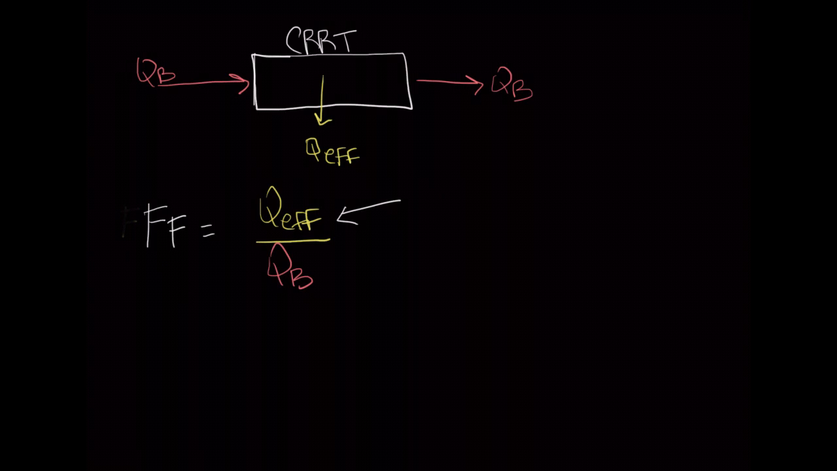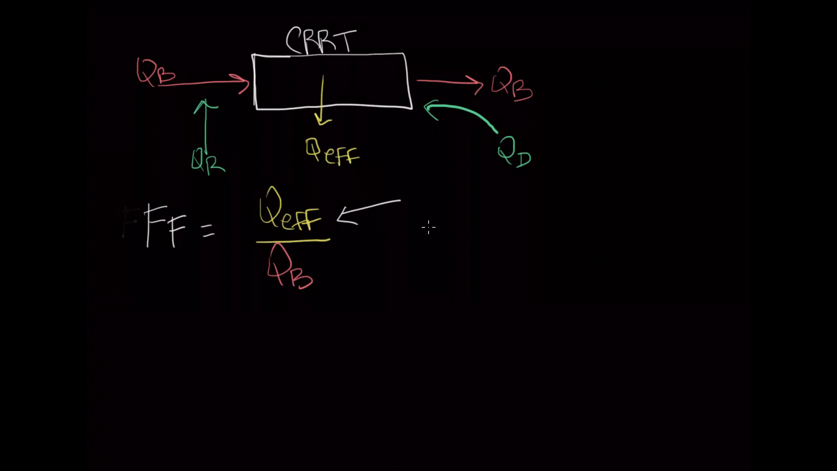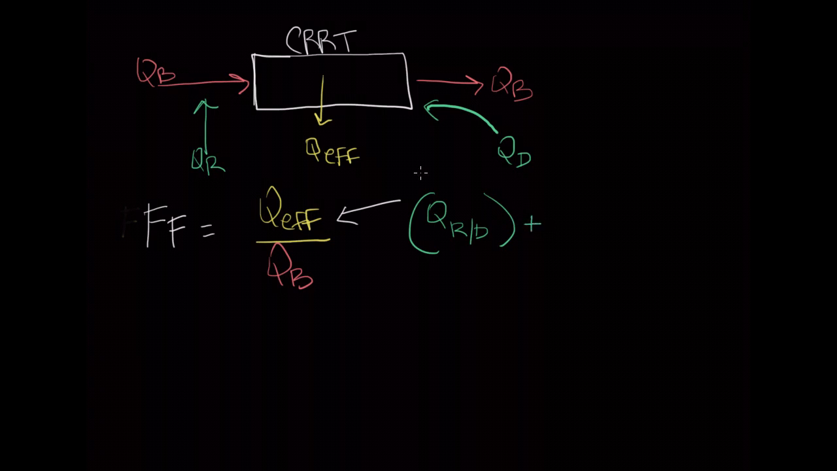So in the case of CVVH, you have a replacement fluid that's coming in here, right? Or in the case of CVVHD, you have a dialysate fluid that's coming in here and then coming out. So the effluent is going to be the flow of either your replacement fluid or your dialysate fluid. Either one of these, the green number, plus whatever you take out from the patient, which is going to be the ultrafiltration rate.